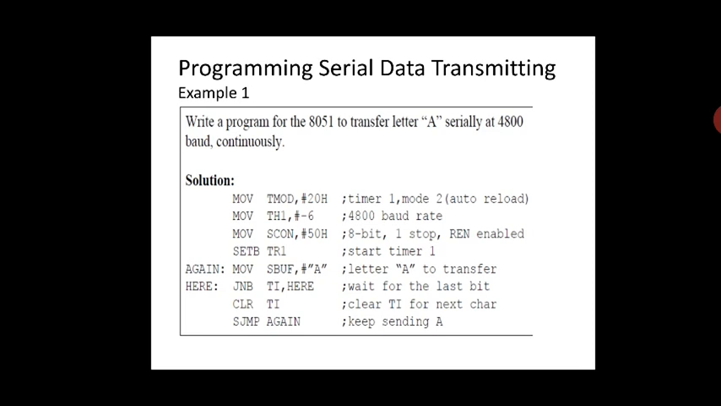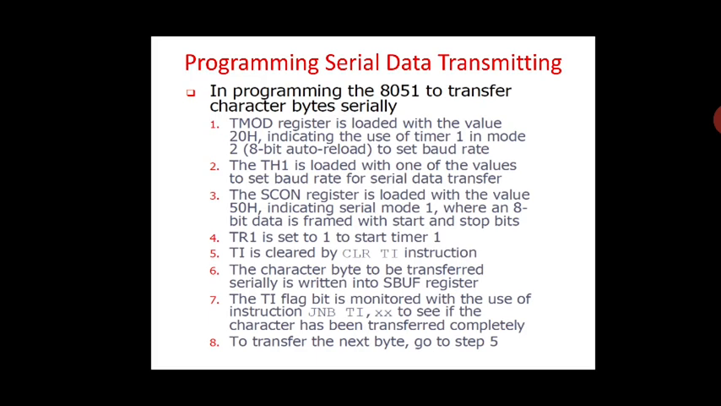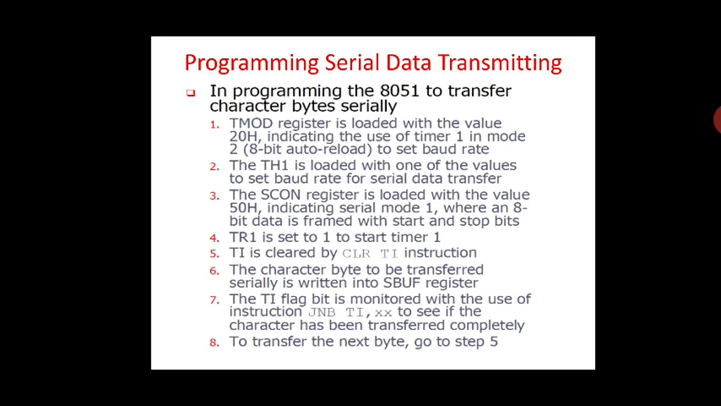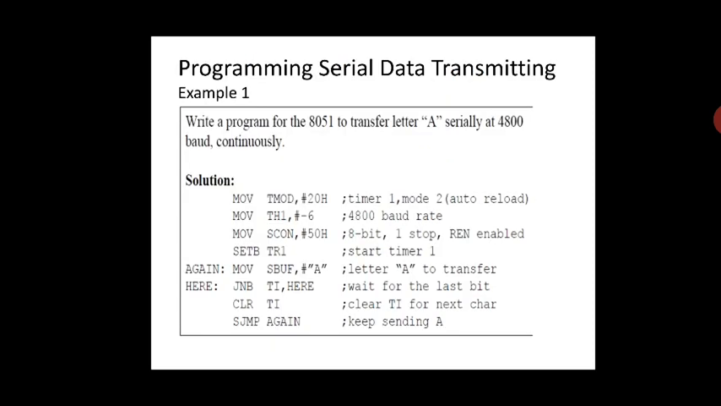Write a program for 8051 to transfer letter A serially at 4800 baud continuously. As we know, we are going step by step. Look at this TMOD, we are setting it at 20H. TH1 we have to load with the baud rate value -6, since for 4800 we load -6. You can take its 2's complement also and load it into TH1. SCON is 50, we load with 50.